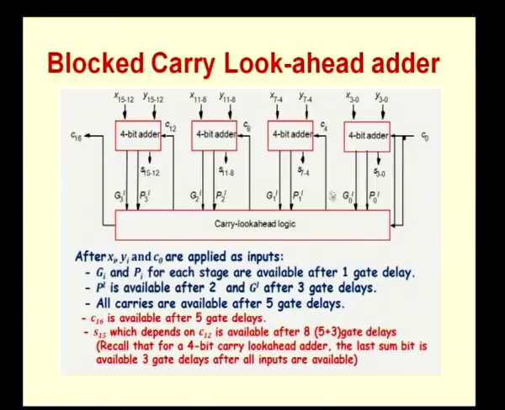C0 is already there as input here, and then C4 will have to come in as input here, C8 will have to come in as input here, and C12 will have to come as input here. Once that is done, you will generate your actual outputs.